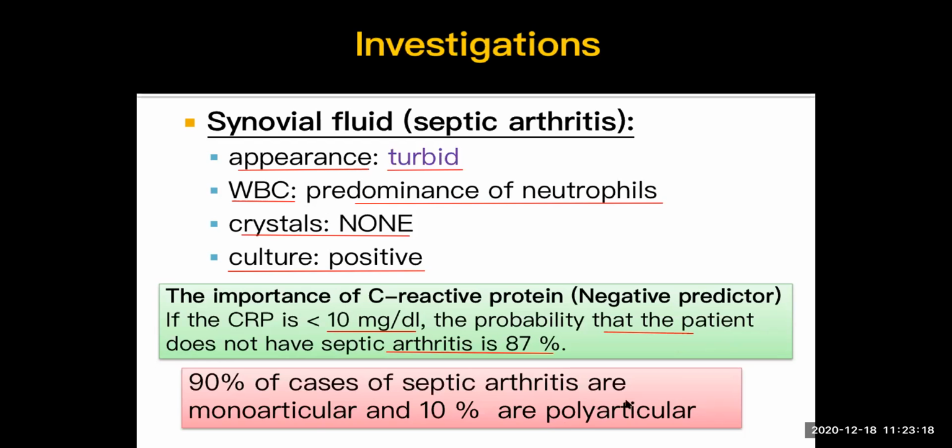90% of cases of septic arthritis are monoarticular and 10% are polyarticular. Means multiple joints are involved only in 10% of the time.